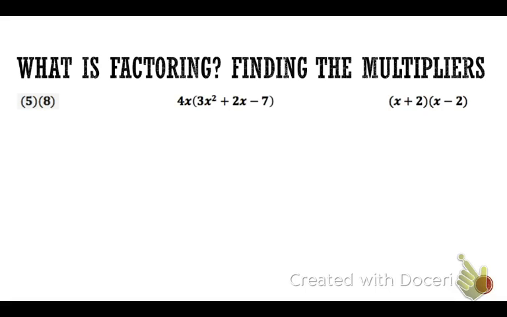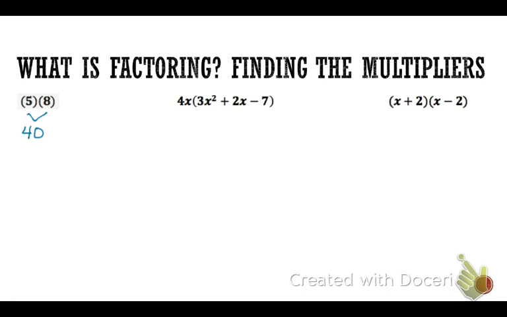So what is factoring? Well, when we factor in math, we are finding the multipliers. So that's where I started with these examples. I have given you some multipliers. So let's go ahead and multiply these together. So we'll start with simple numbers, 5 times 8. So when you multiply, you get 40. Now factoring is thinking backwards from multiplying.